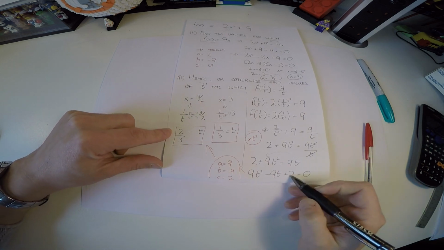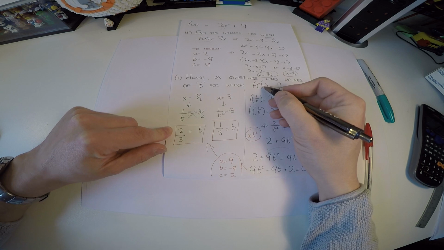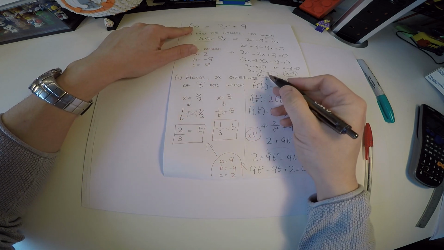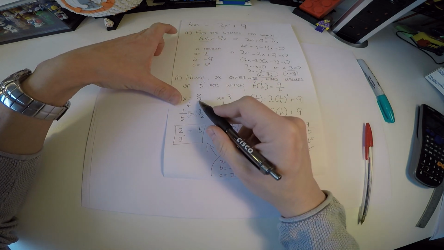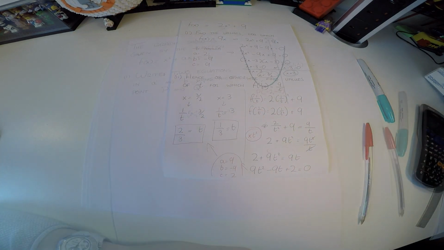So I'll leave that for you to do, but maybe if you spot it the first time, they've just replaced x with 1 over t. You've already found values for x, so let's set each of those values equal to 1 over t and solve that for t. That's that part.